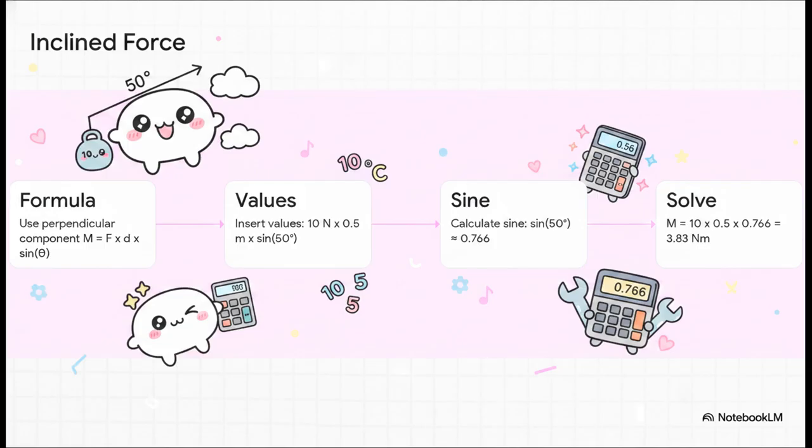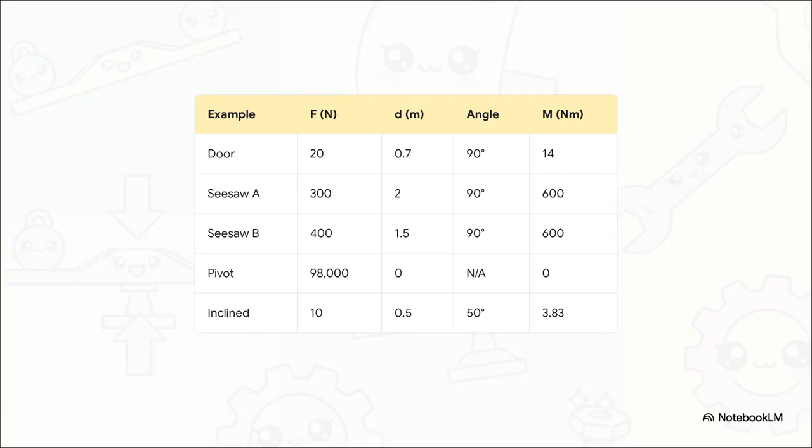You see, only that specific perpendicular component is what actually produces the turn. Let's do a quick recap of these examples, but I really want you to focus your attention on that second to last row. We have a massive 98,000 Newton force. I mean, that is a gigantic industrial load. But check out the distance. It's 0. Because that line of force passes directly through the pivot point, it has absolutely 0 turning effect.